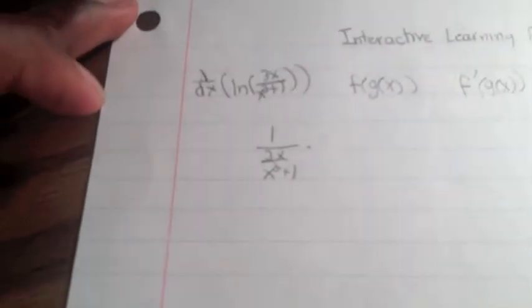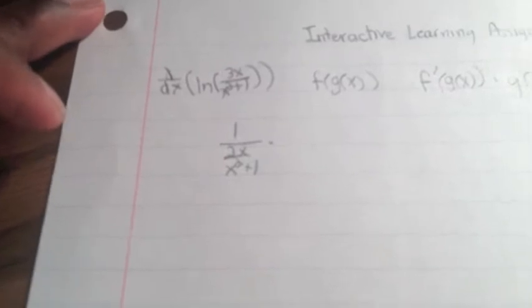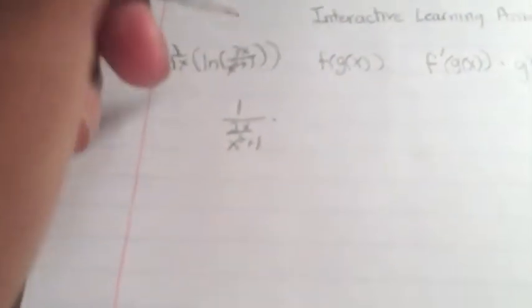So in this case, our top function is 3x and our bottom function is x squared plus 1. So we're going to have times 3 times x squared plus 1 minus 3x times 2x, over x squared plus 1 squared.